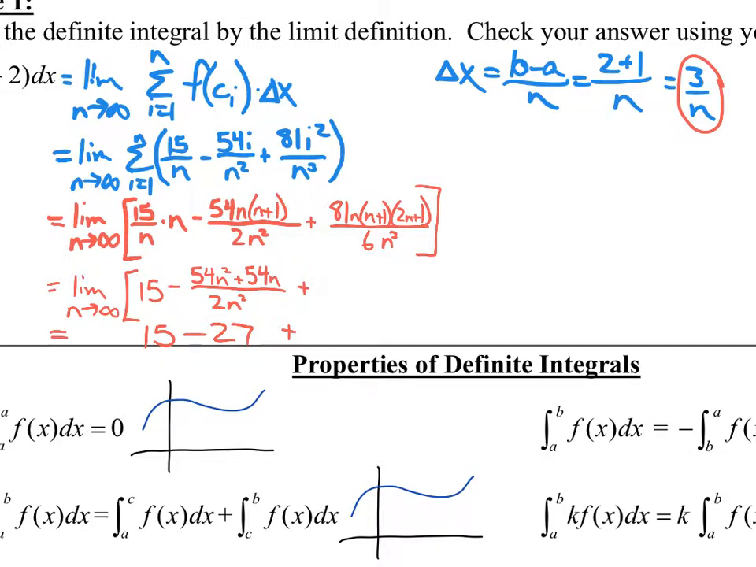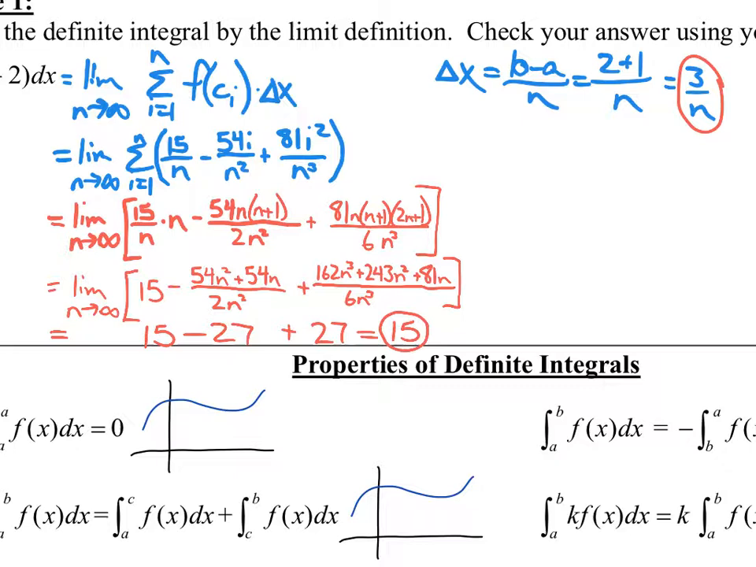We have 162n cubed plus 3 times 81 is 243n squared plus 81n, all over 6n cubed. So what's the limit as n approaches infinity? 162 over 6, which actually comes down to 27. So 162 divided by 6 is 27. And so the whole thing here equals 15.